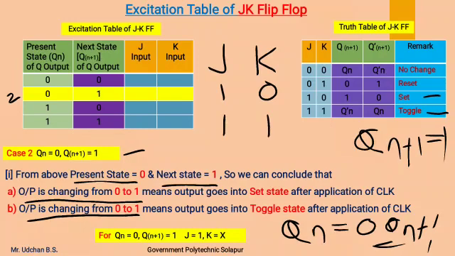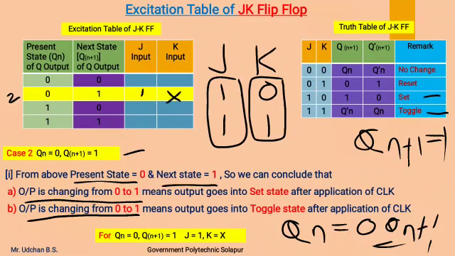k are 1, 1. In this, the value of j is not changing, so I can write 1 in the column of j input, and the value of k is changing. For one conclusion it is 0 and for second conclusion it is 1, so I can write don't care condition over here. So for Qn as a 0 and Qn plus 1 as a 1, the value of j is 1 and the value of k is don't care condition, that is x, it can take either 0 or 1.